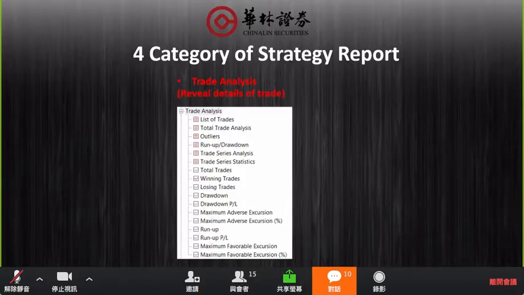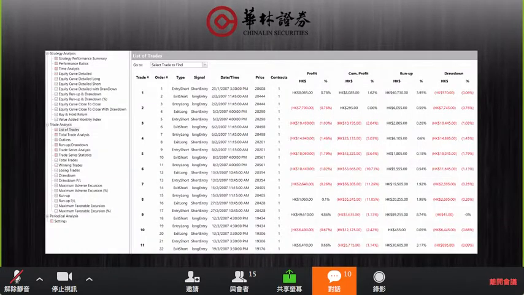Well, this part is quite simple. You just look into the trade-related information. For example, the first one will be the list of trades. Very simple. You just have to refer to those entry and exit points. It will tell you the time and the date, and whether the signal is a long entry or short entry. And of course, you can write your own description on those long trades.